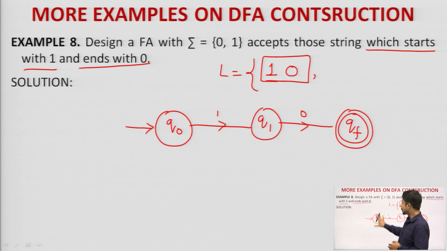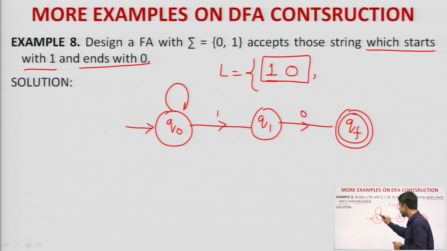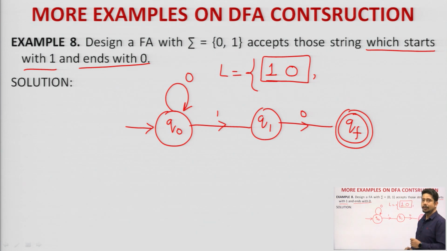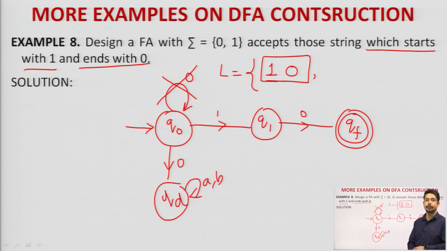Now, look at this concept: starting with 1 and ending with 0, it is done. Now, in between it can be anything. So, let us first check whether the DFA restrictions are satisfied or not. From state q0, if I take a self loop of 0, will it be accepted? No, it will not be accepted. Why? Because we cannot start with 0, it should always start with 1. So, in that scenario, I have to use a dead state for this.